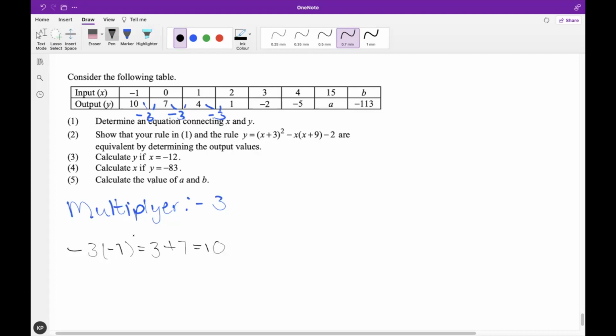Okay, if I tried with 3, that would be negative 3 times 3. What's negative 3 times 3? That's negative 9. And if I add 7, that's negative 2. Is that my desired result? Yes, so my rule is y is equal to negative 3x plus 7. Okay, guys.